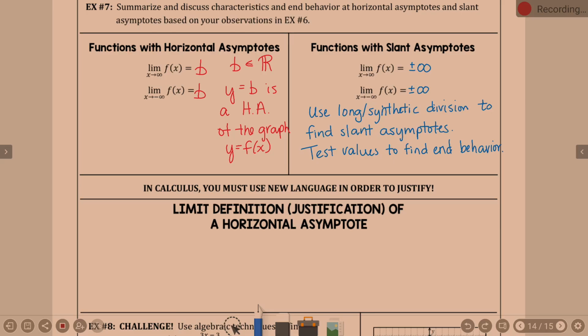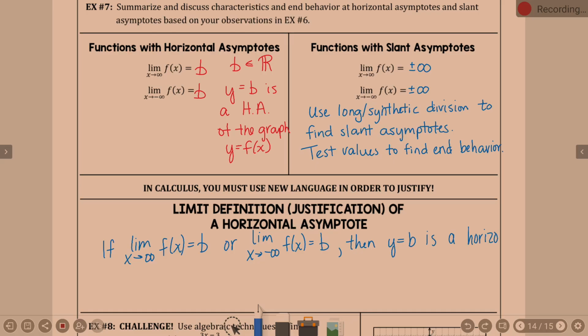Okay, so I'm going to say if the limit as x approaches positive infinity of f of x equals b, or we're going to do this the other way also, the limit as x approaches negative infinity of f of x equals b, then y equals b is a horizontal asymptote of y equals f of x.